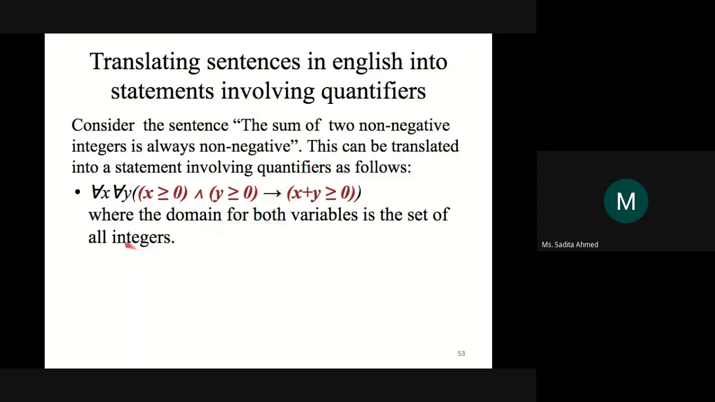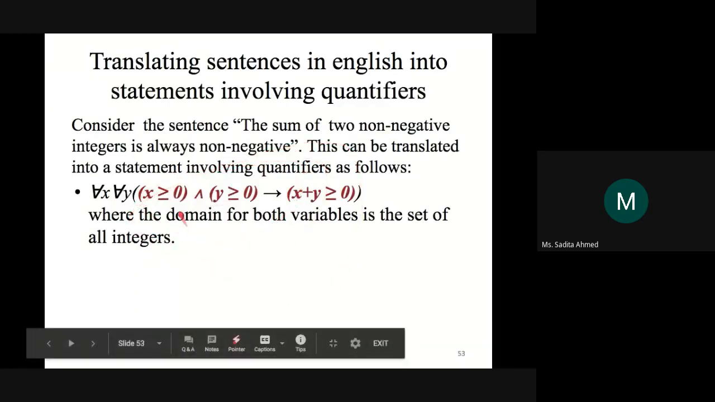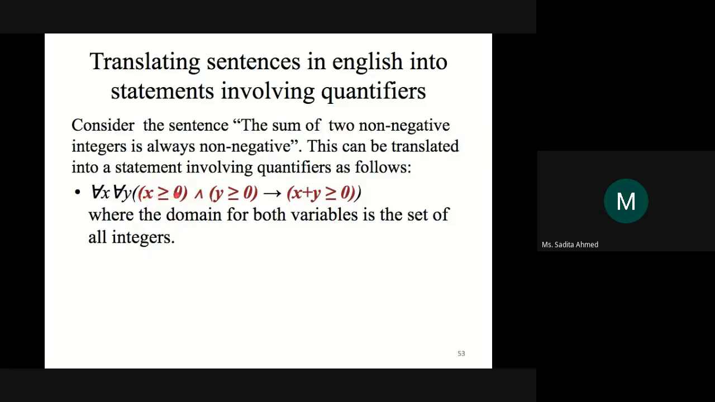For the domain of all integers, the expression will be a conditional statement. If x is greater than or equal to 0 and y is greater than or equal to 0, then x plus y is also greater than or equal to 0. This is the conditional statement. For all x and all y, for all integers, as long as the integers are greater than or equal to 0, then the summation of the integers will be greater than or equal to 0. This is how we would have to phrase it based on the domain.